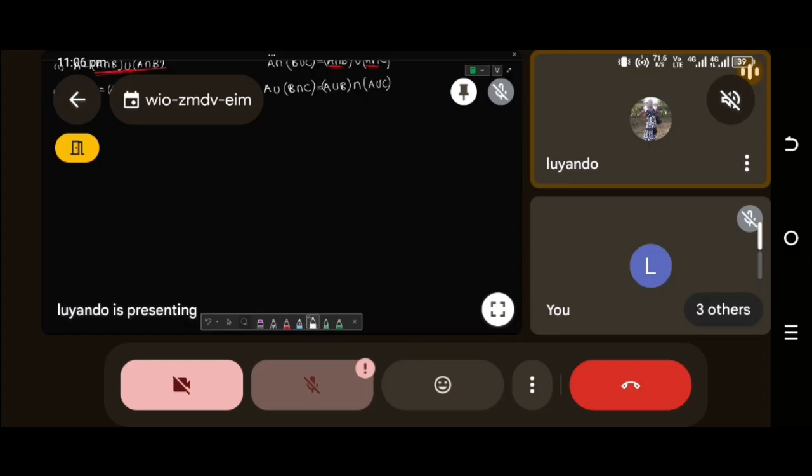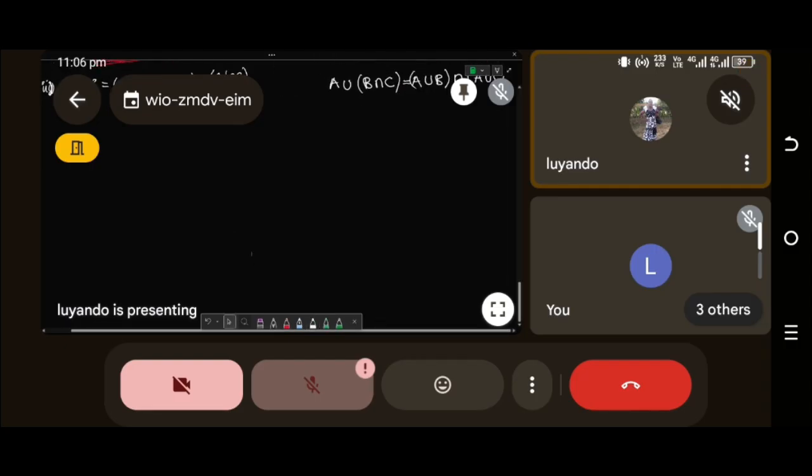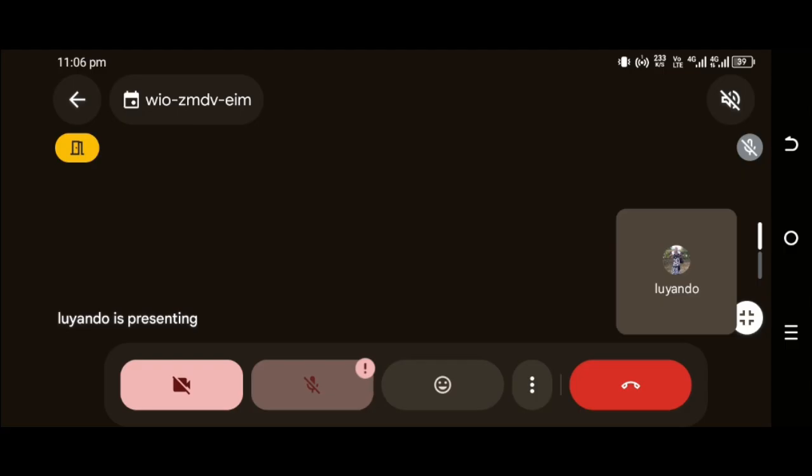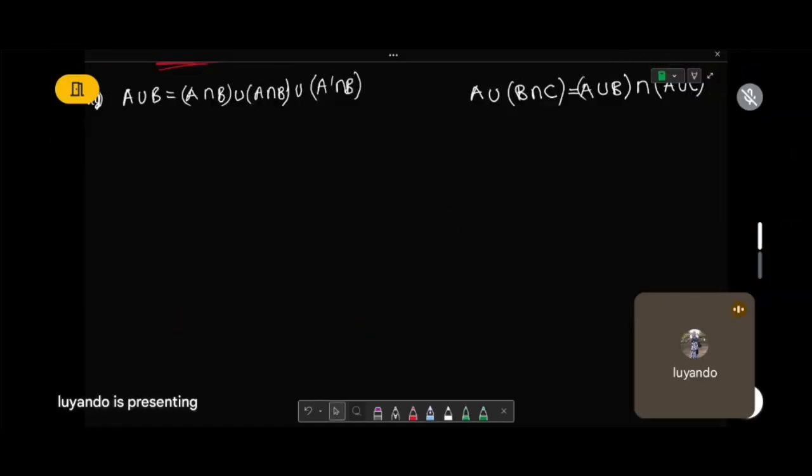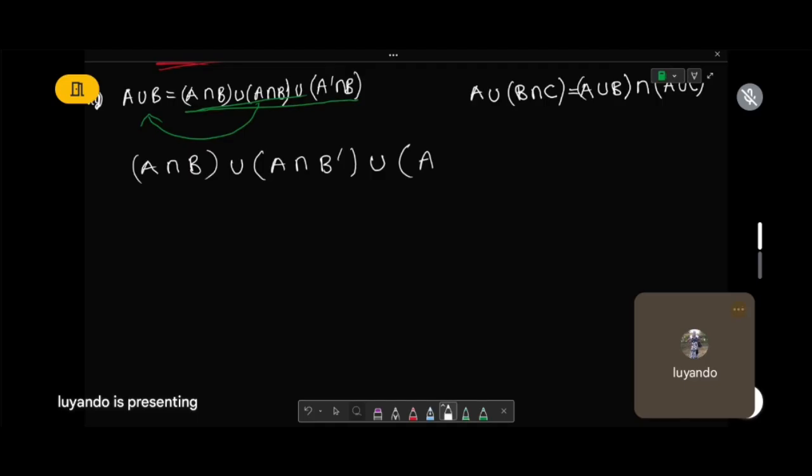Okay, so we can look at this other one. We need to simplify what is here to what is here. So let's start. We have A intersection B in brackets union A intersection B, which should be B complement. Yes, it's B complement. Then union A intersection A complement intersection B.